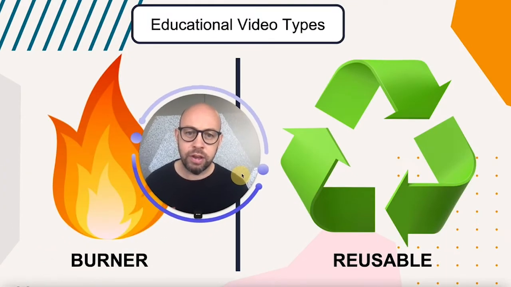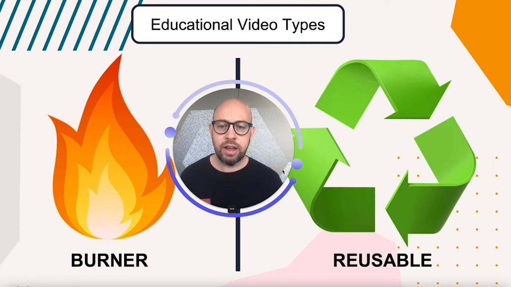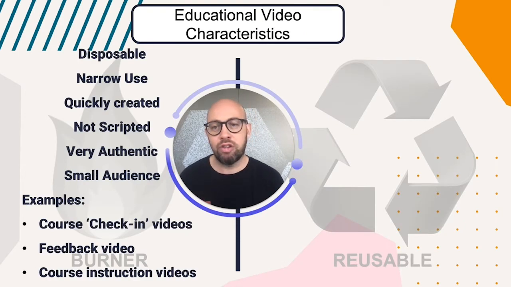Let me just move myself here. So I really see that we can have videos in the category of burner videos, like the burner phone that you use a few times and then throw away. Or there is reusable video content. But what's the difference between the two? Burner videos, as you would imagine, are disposable. They've got a narrow use, a small audience, but they are quickly and easily created. They're generally not scripted, and they can be more authentic, meaning that, because they're not scripted, they get more of your personality over.